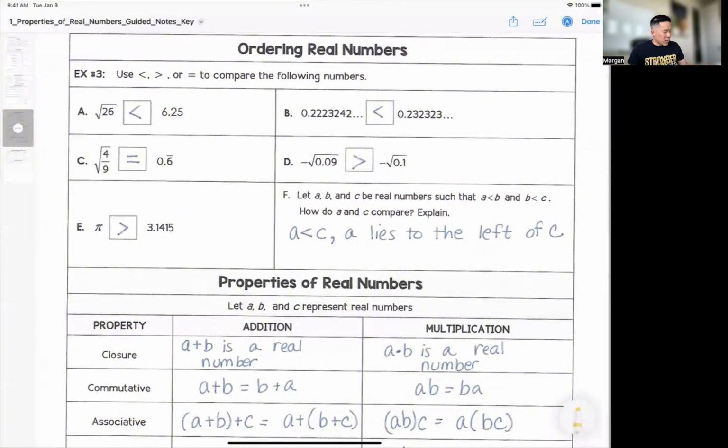So the square root of 26 is going to be a little bit larger than 5, right? Just a little bit. So then I can tell that this side is going to be larger. And you can remember that the alligator eats the bigger number, right? So this is going to be radical 26 is less than 6.25, right? This is how we read that.